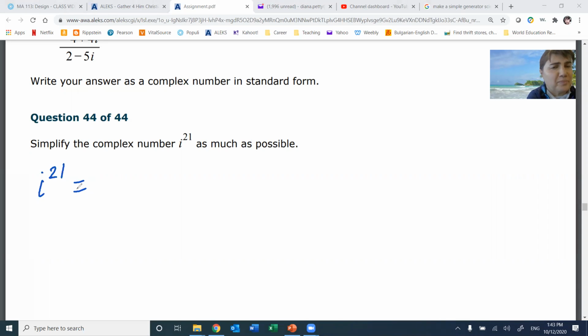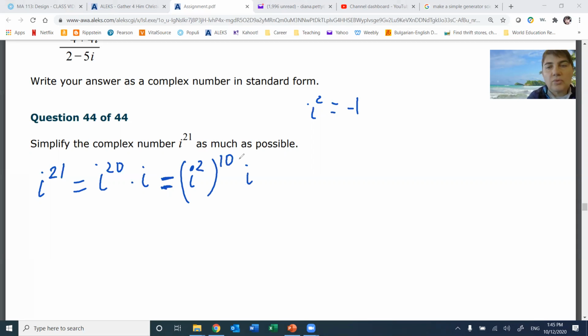Okay, so now what do we do? Yeah. Here you go, like that. And then what do you do? Now what? Yeah, your goal. What is your goal? You want to get to the i squared, which equals -1. So you're going to divide the 20 by 2 and get 10, right?